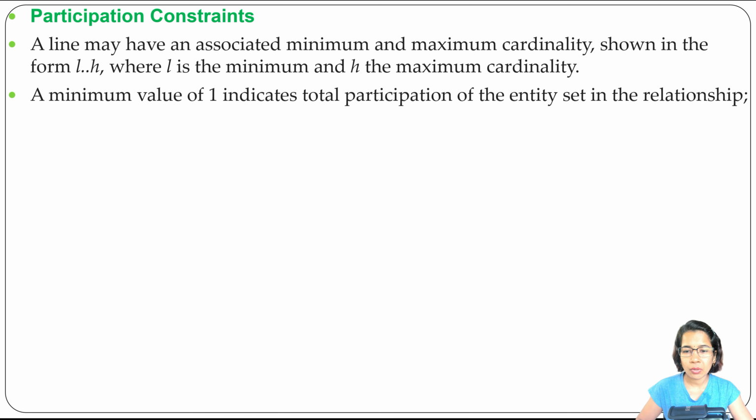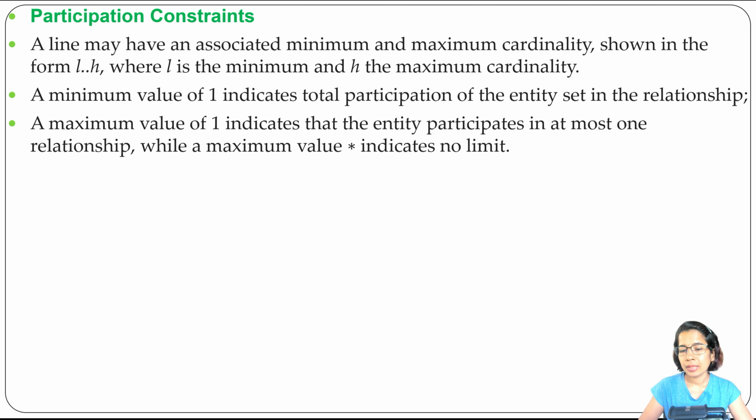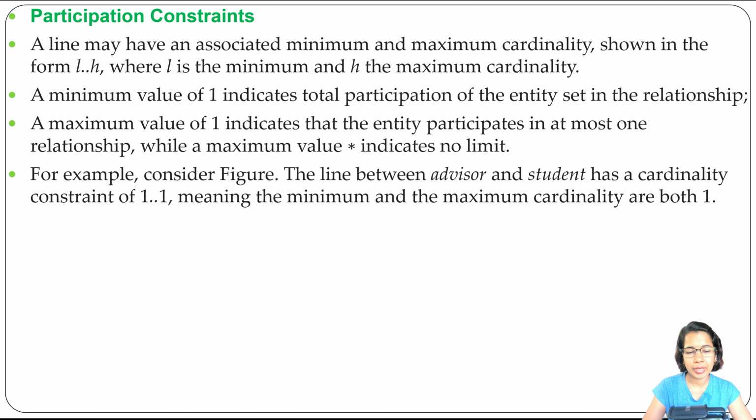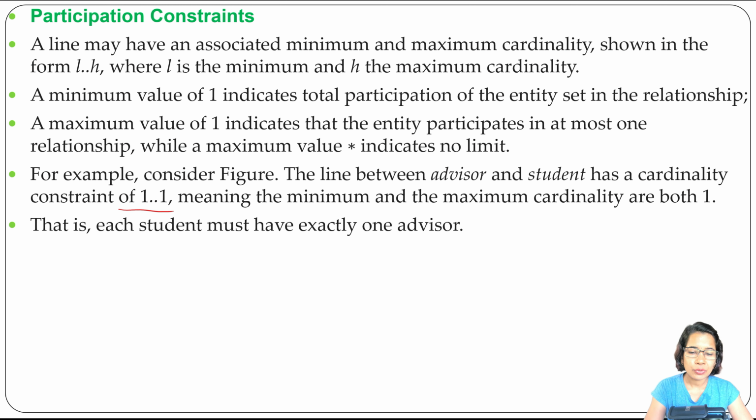If maximum value is 1, it means at most 1. There may be 0 or 1 participation in the relationship, and maximum value star means no limit. It's unlimited. For example, consider the relationship advisor with student. Minimum and maximum cardinality are both 1, and each student must have exactly 1 advisor. So each student can be advised by exactly 1 advisor. That's why it is 1 and 1, and it's a total participation.